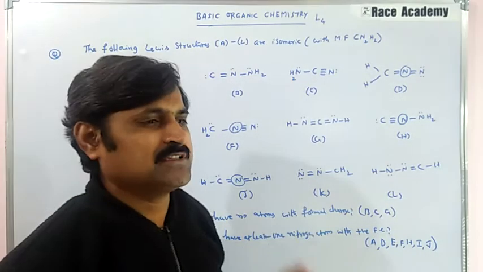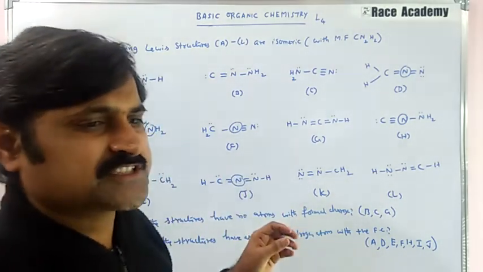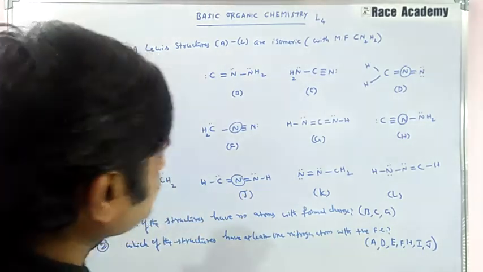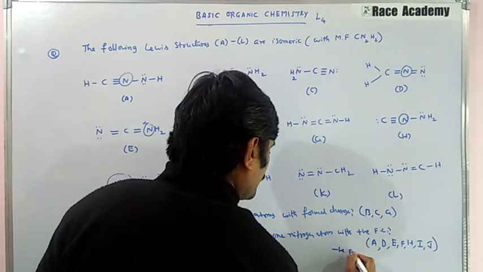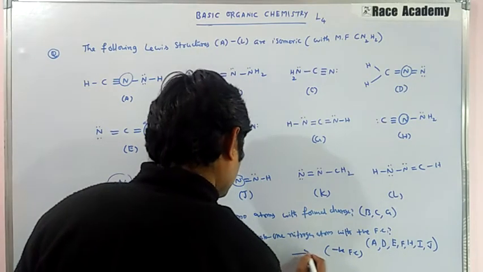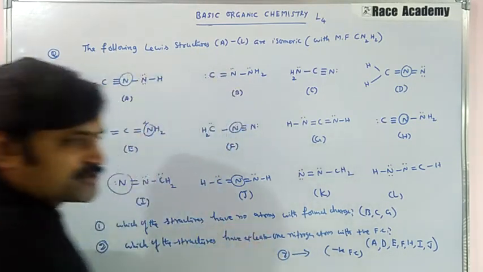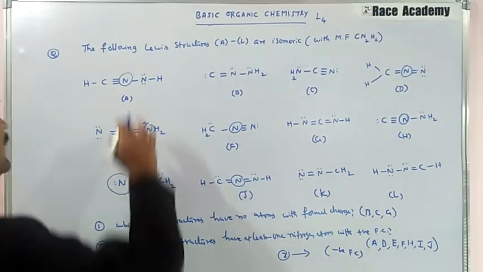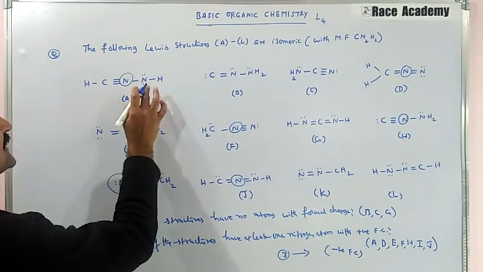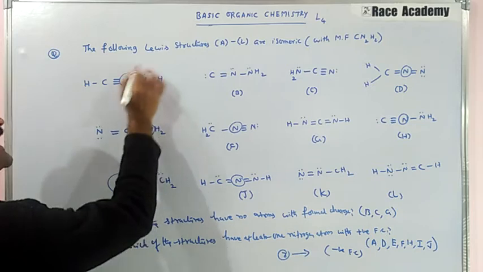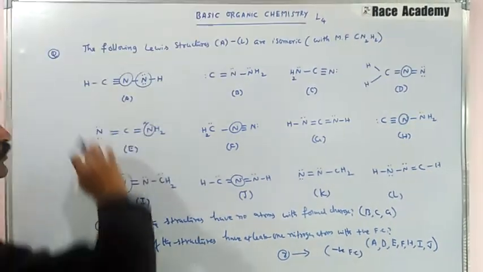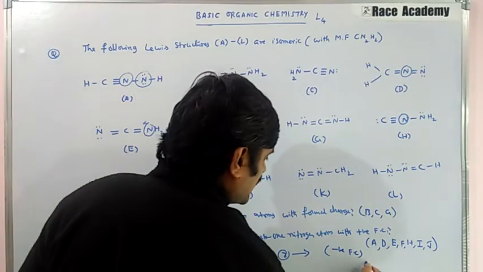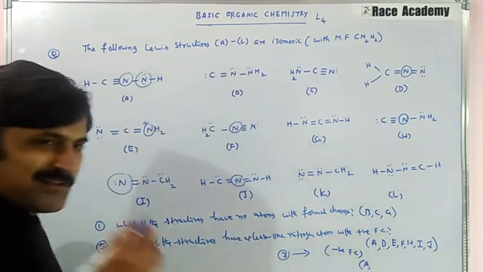Similarly, one more question I will orally ask. Which of the structures have at least one nitrogen with a negative formal charge? Same question, with a negative formal charge, they asked as a third question. Suppose they asked like this. Yes, this nitrogen itself is having negative, 6 electrons are there. So definitely it is negative. So you can include A as the answer for that question.